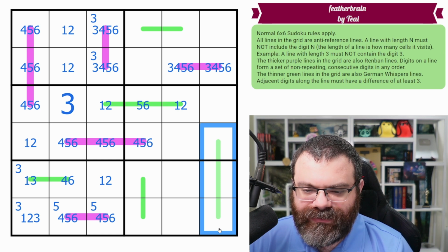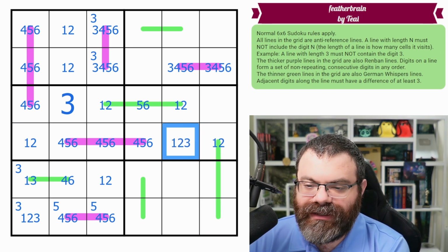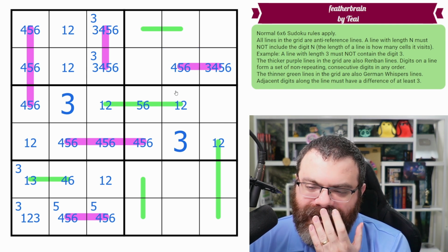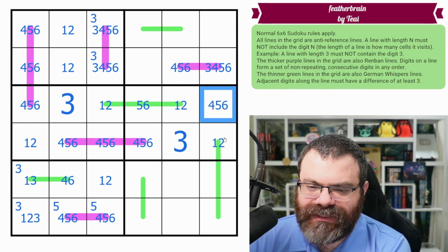This German whisper line doesn't have a 3 on it. Okay, these are from 1, 2, 3, and this doesn't have a 3 on it. So the 3 can only go there. So this is not a 3. 1, 2 pair. So this is 4, 5, 6.